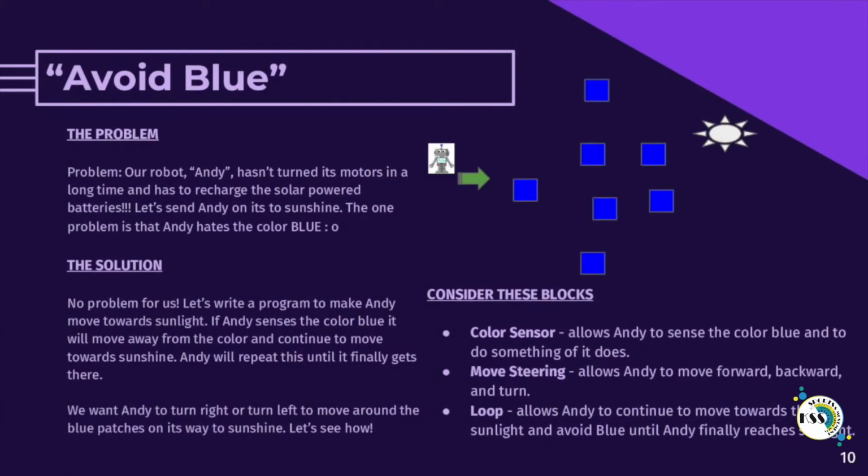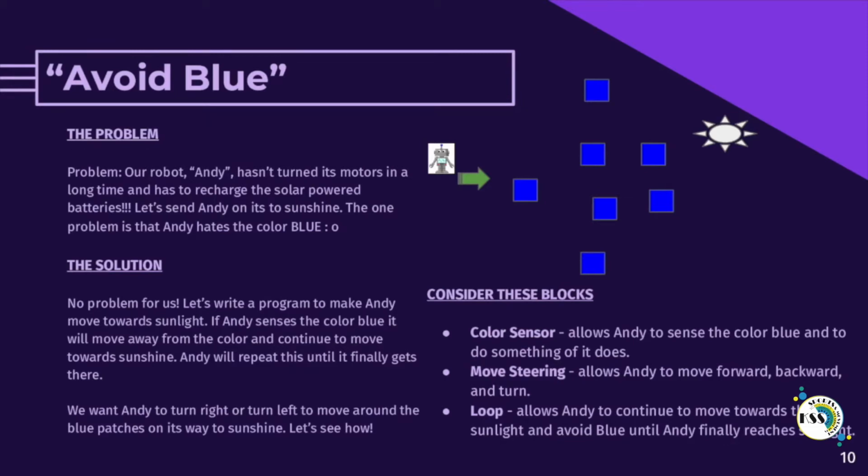So we are presented with the following problem. Our robot Andy hasn't turned its motors in a long time and has to recharge the solar-powered batteries. Let's send Andy into the sunshine. The one problem is that Andy doesn't like the color blue.